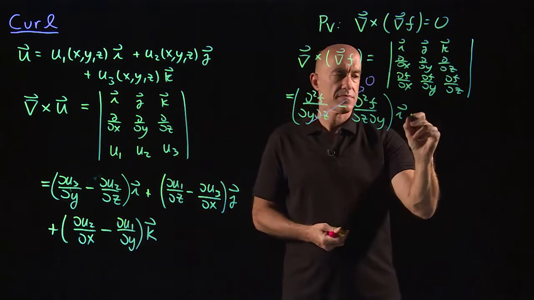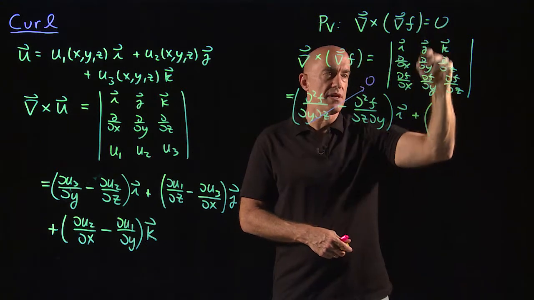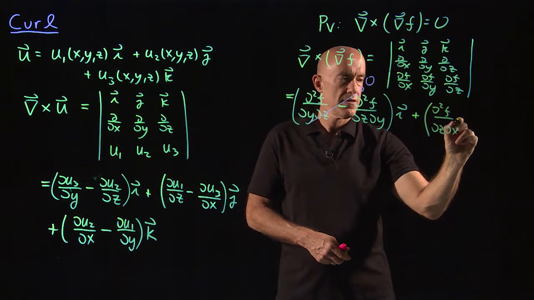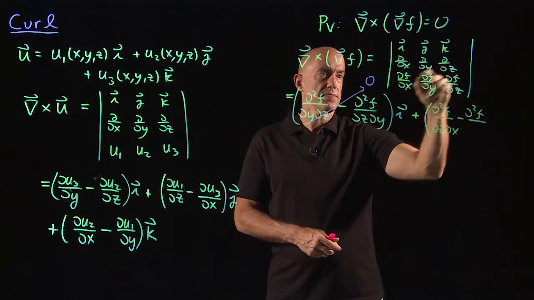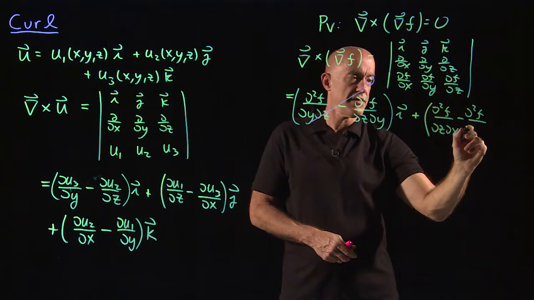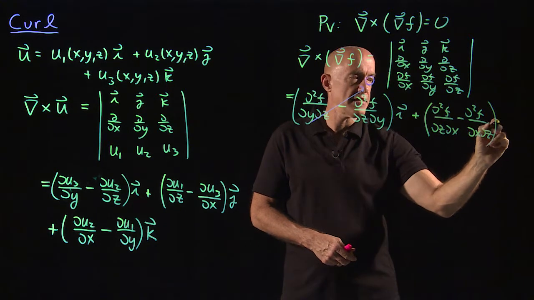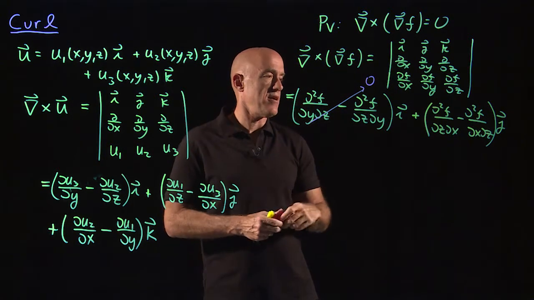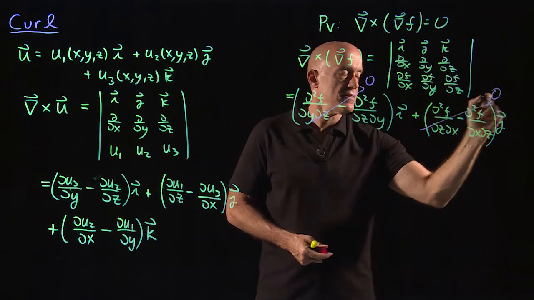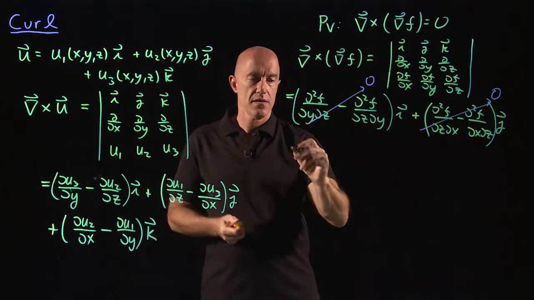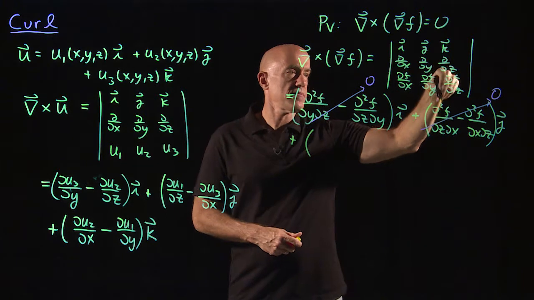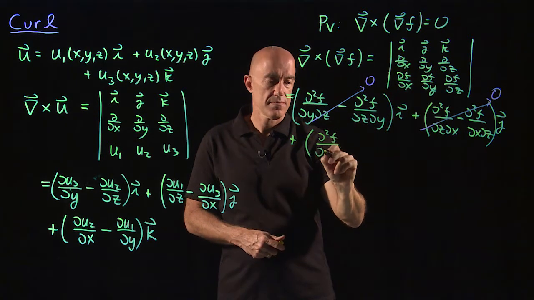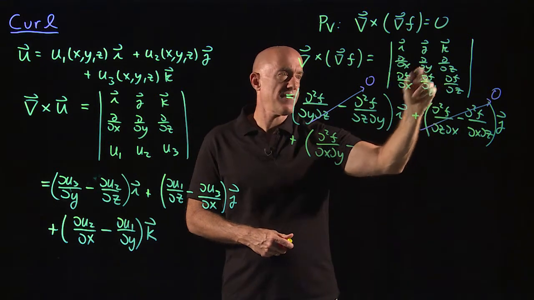Because the derivative with respect to y and z doesn't matter the order that you do it. The next piece then will be the J component. So that will be d squared f dz dx minus d squared f dx dz. And that's in the J direction. And again, this is mixed partials, and we have the equality of the mixed partials. So this is, again, zero. Then the last component will be in the K direction, will be d squared f dx dy minus d squared f dy dx.